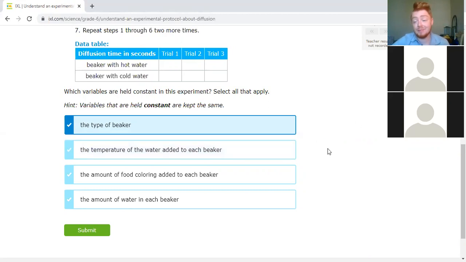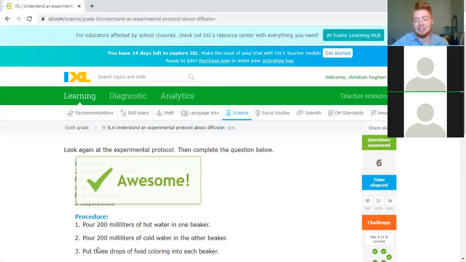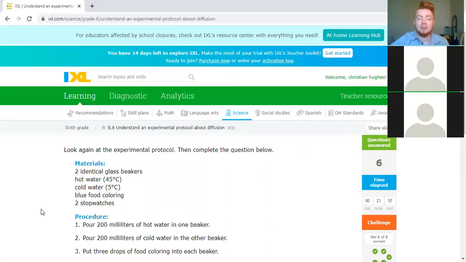And then the amount of food coloring added to each beaker. Mm-hmm. The amount of water in each beaker. Mm-hmm. That's it. That's it? Yes. See, he's right. Good job, buddy. Let's go, baby. I'm so smart. Oh my god. So guys, he is right. The beaker stayed the same, the drops stayed the same, and the amount of water stayed the same.